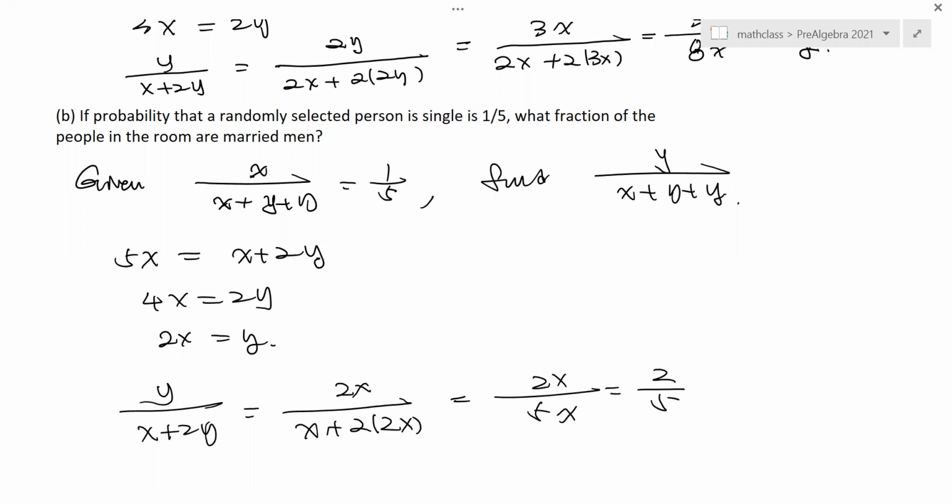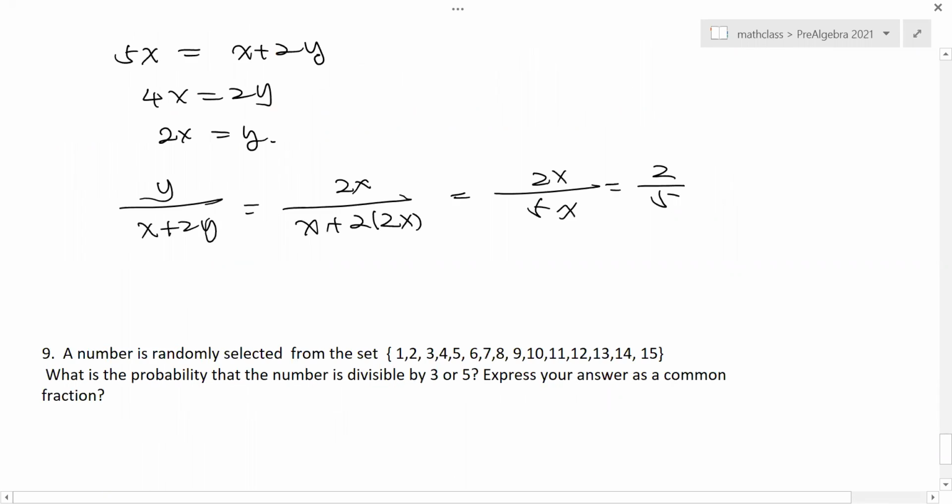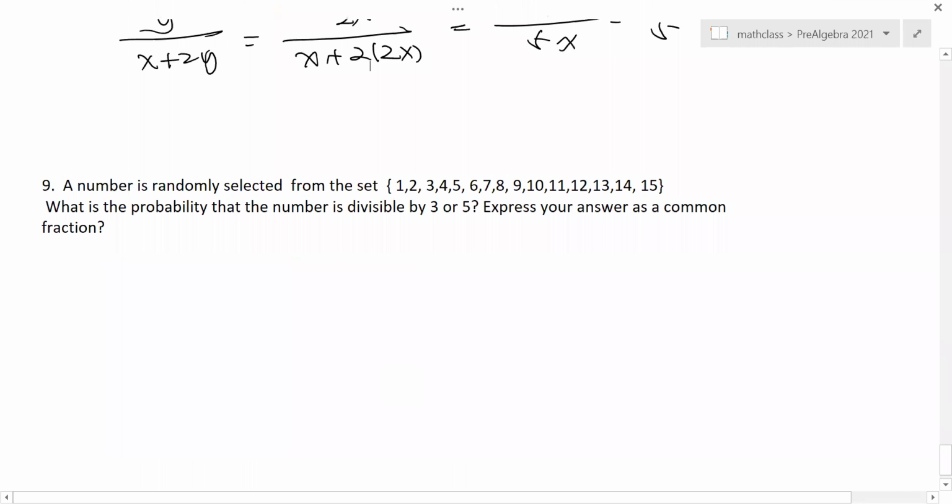All right, a little bit more challenging. This is using algebra to solve the problem. Now let's take a look at the following problem. A number is randomly selected from the set 1 to 15. What is the probability that the number is divisible by 3 or 5? Just be careful when you count them.